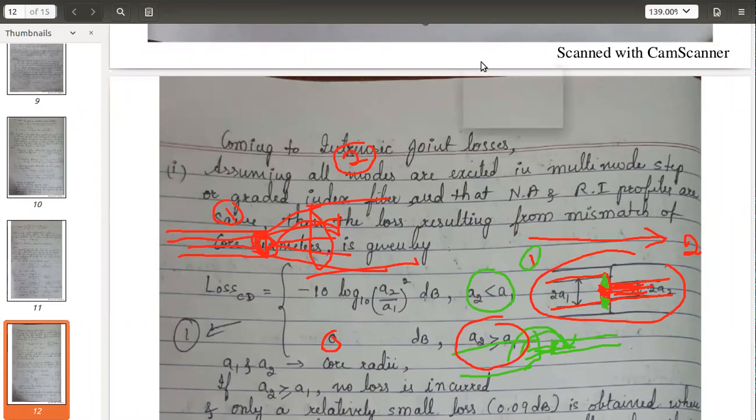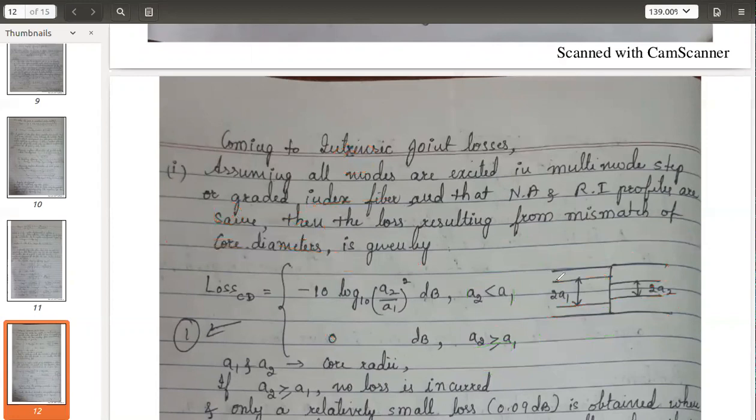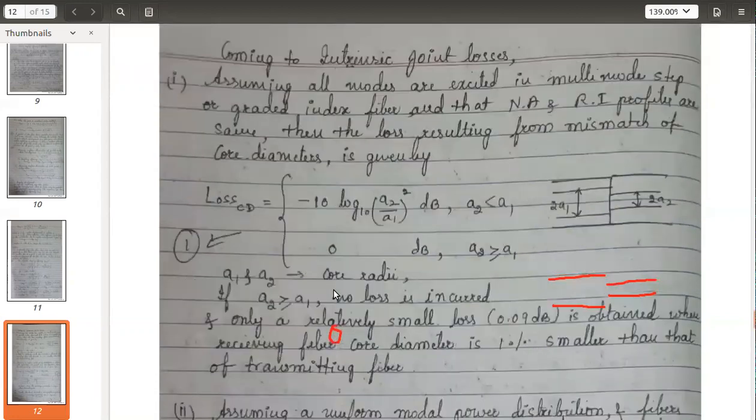Okay, hope you understood this. Why are the conditions like this? Because the core diameter of the first one is bigger and the second is smaller, losses exist. If it is reversed, there will be no losses, hence it is 0 dB. Coming to this, I've given you here what A1 and A2 are, the core radii. If this is reversed, so the condition is reversed, there will be no loss.